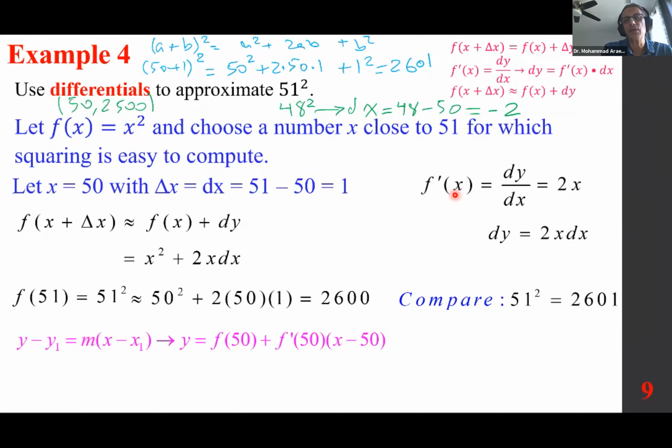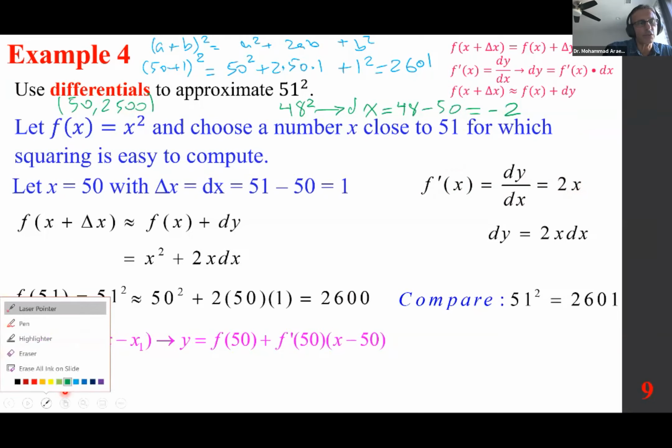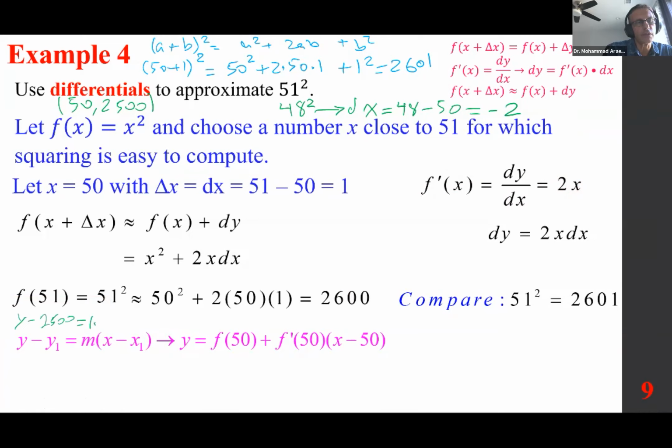Now, what is m? Remember, f prime is 2x, and you want to replace that with 50, which makes it 100. So f prime, is this the slope? No. That represents infinitely many slopes. If you replace the x with 50, it makes it 100. So I'm going to write it at the top of it. So you see, that's the good old tangent line. Y minus 2500 is 100 times x minus 50. Or again, this is the way we also mentioned the L of x, if you will.